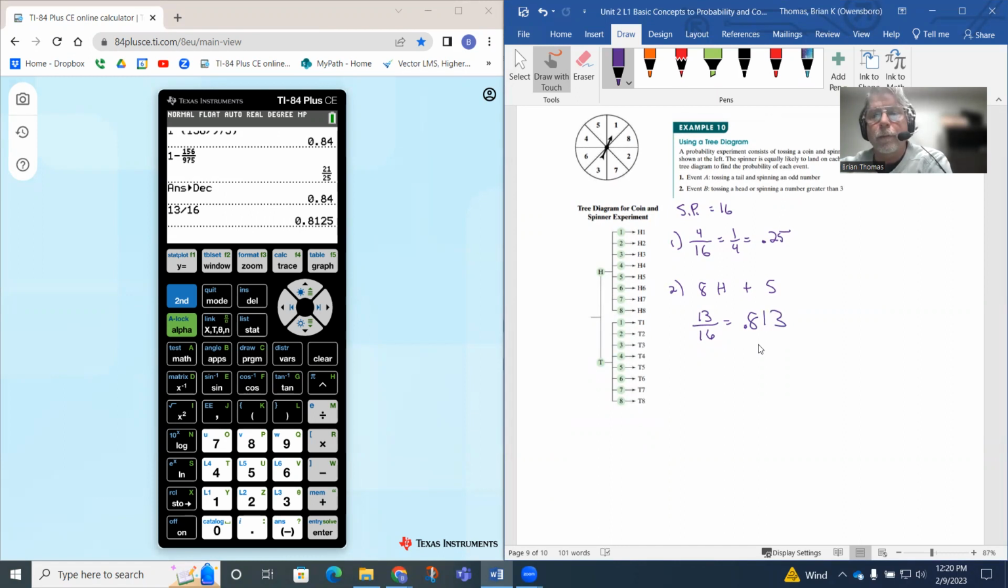So that's how we can work that problem out. If you're using a tree diagram, you can identify your sample spaces because all the numbers are present there. So let's see if that helps us any.